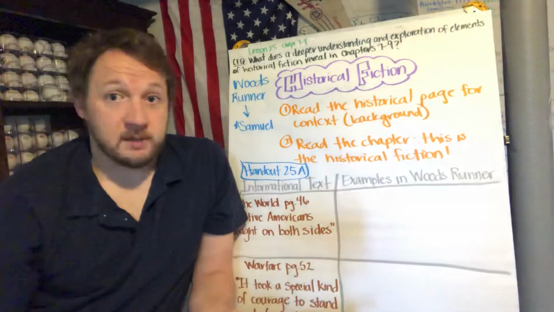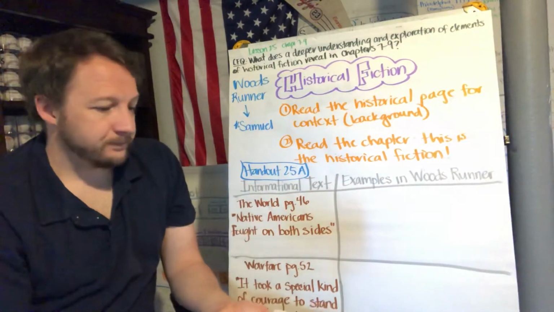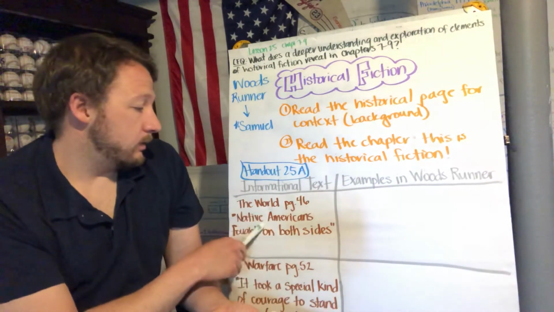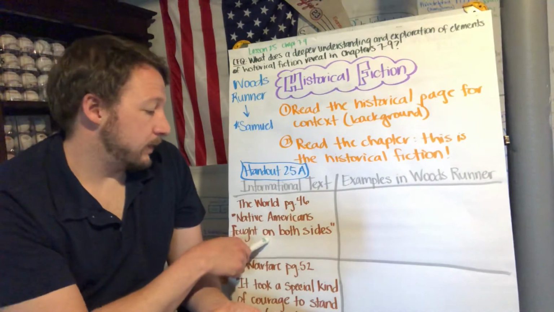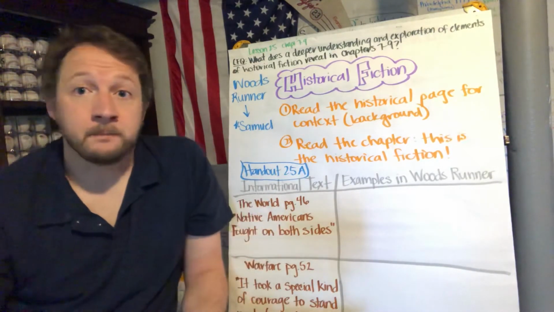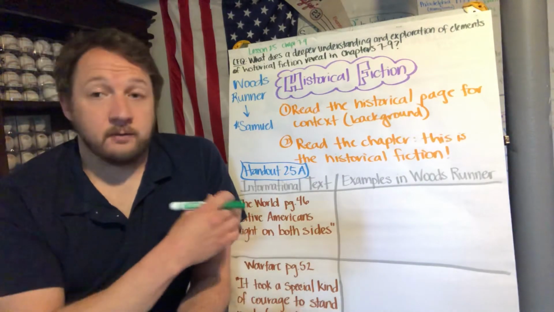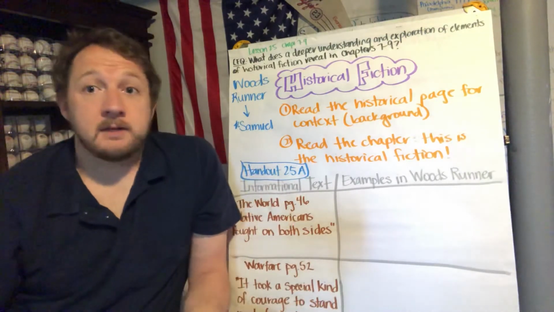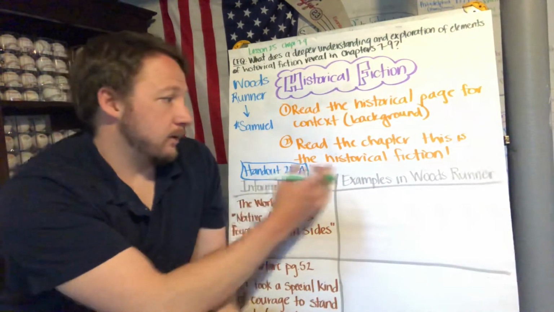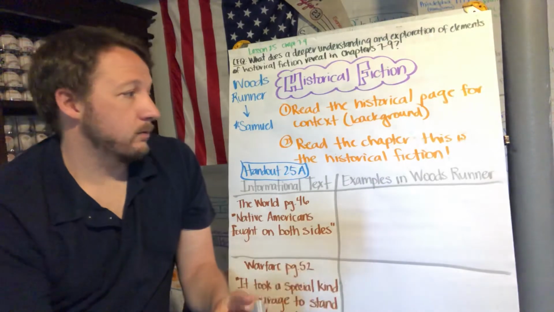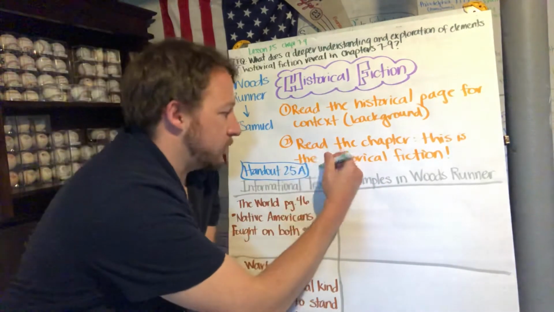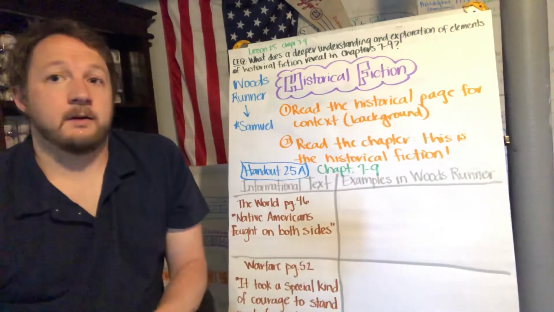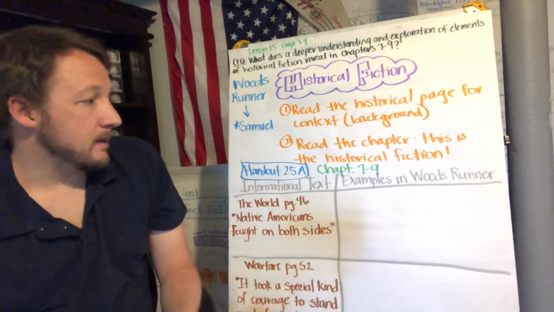So now we start chapter 7. And when we start chapter 7, we're going to be looking for examples of Native Americans fighting on both sides, okay? Now you're going to be looking for evidence of where they fight on the rebel side and the British side. And I keep saying chapter 7, but this is actually going to continue for chapters 7 through 9. I'll put that in here. This is for chapters 7 through 9, okay?